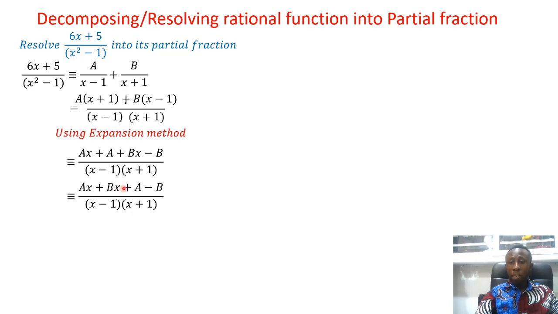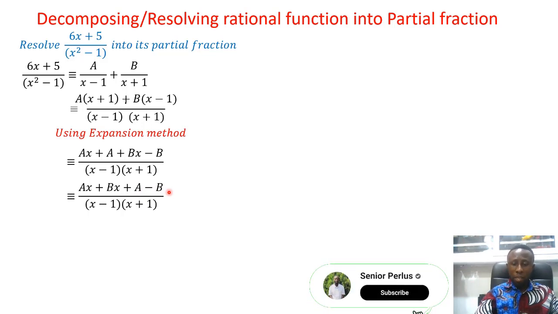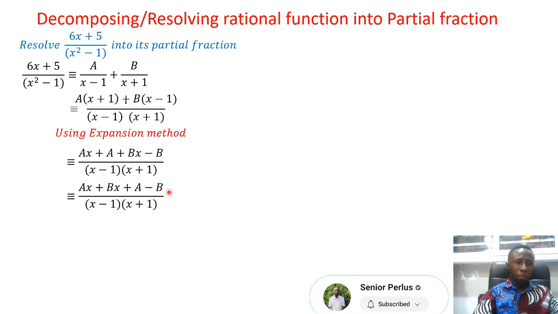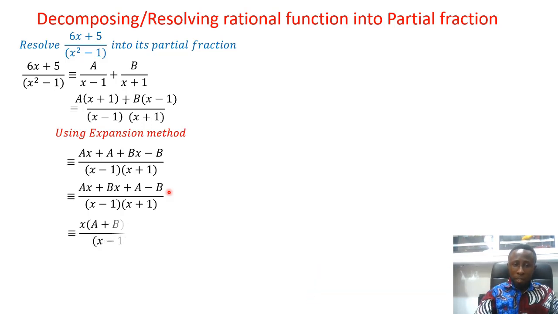Our next step is, let's group like terms. So we group all the s on one side and the a minus b, the constant, to another side, right? Then let's factor the s out. If I factor the s out, we get a plus b plus a minus b, right?